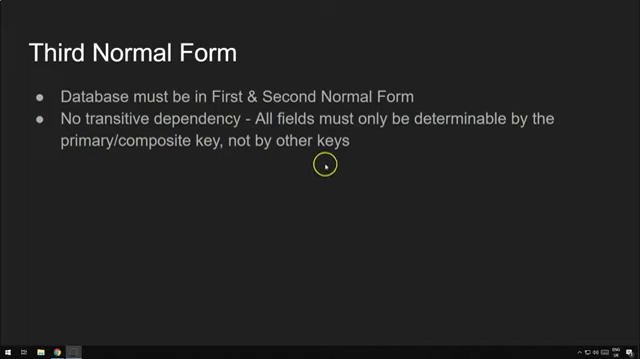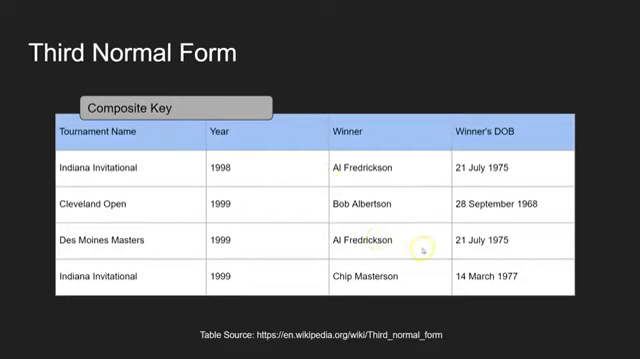So what does that mean? Well, let me show you a nice simple example. Here we go. So here we've got a list of tournaments that I've pulled from Wikipedia, and here there's the tournament name, and that's the year the tournament was in, and then we've got the winner of the tournament and the winner's date of birth. So this works well. It all fits through to first and second normal form, but there is a problem with this table, and the problem is that you can determine one of these keys by looking at another one of those keys. Can you see which one it is?